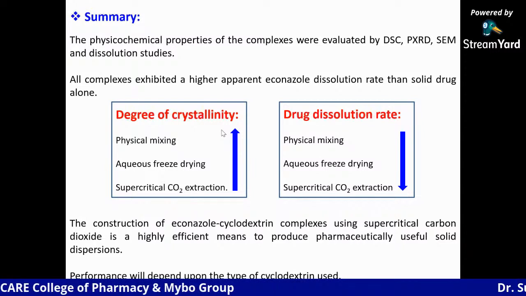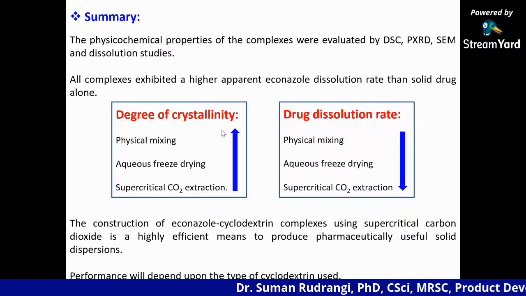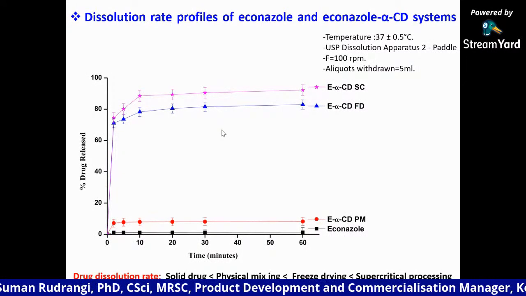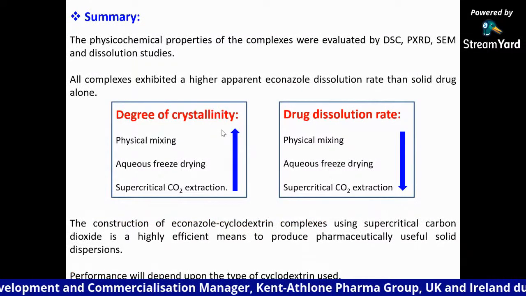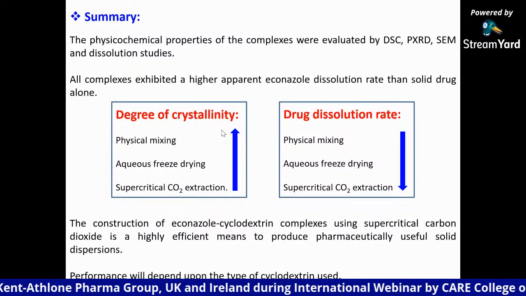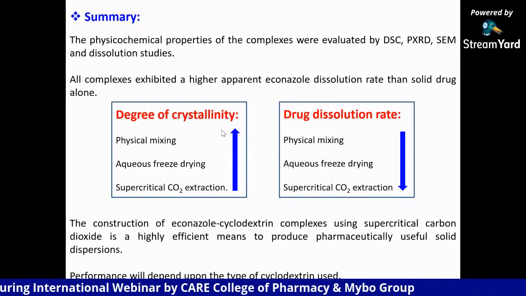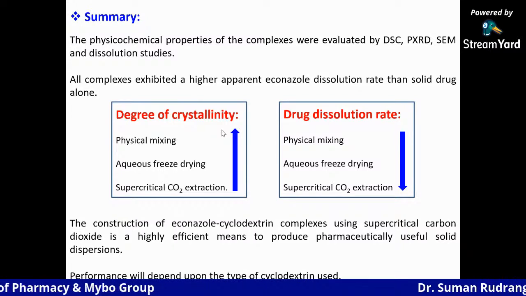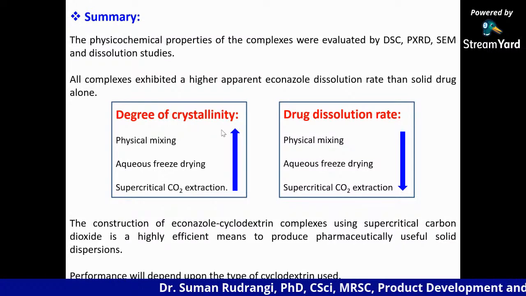And all complexes exhibited a higher apparent econosol dissolution rate than the solid drug alone. As I repeat, all the complexes showed better dissolution properties than the drug alone. And we can infer that the degree of crystallinity kept on decreasing. That means physical mixtures had a higher degree of crystallinity when compared to the freeze-dried complex, and finally the carbon dioxide processed complexes. And the dissolution rate is the reverse. So as the degree of crystallinity increased, the drug dissolution rate decreased.